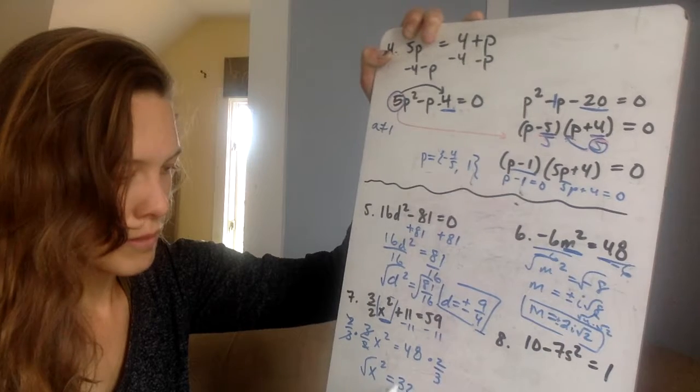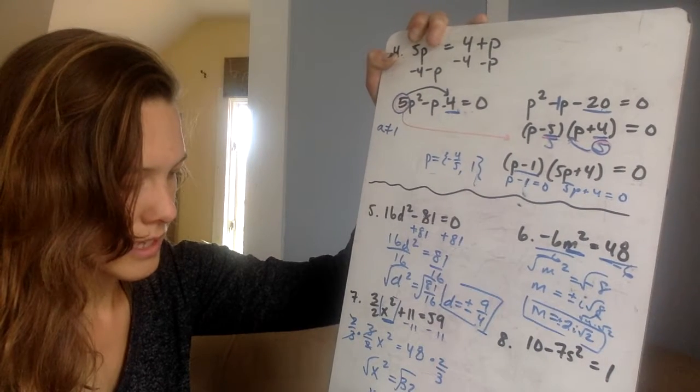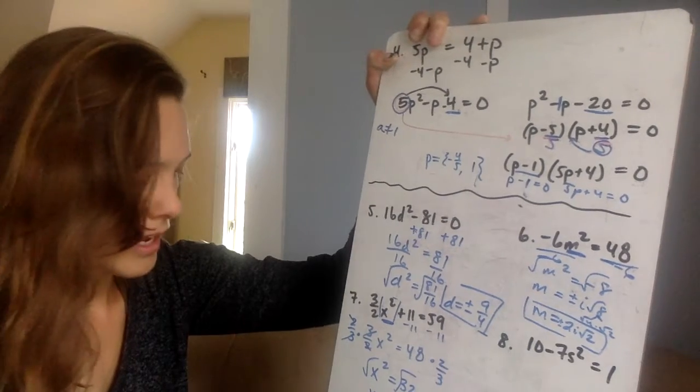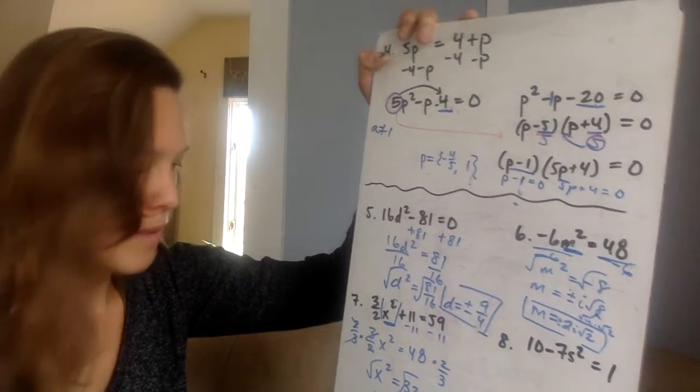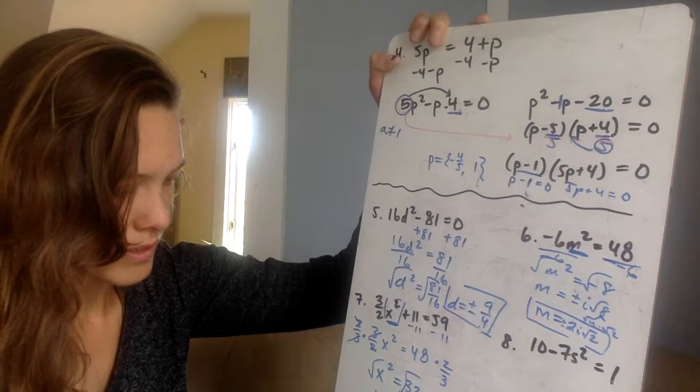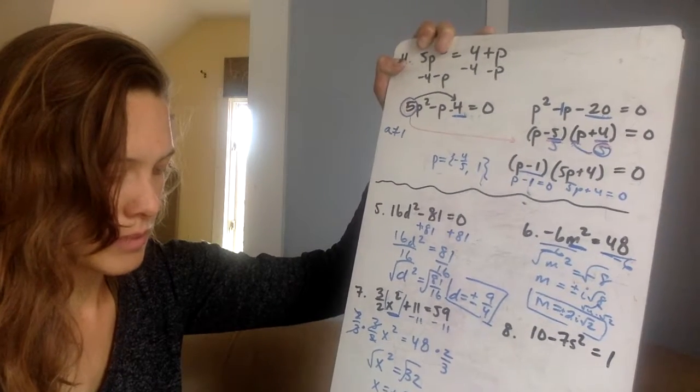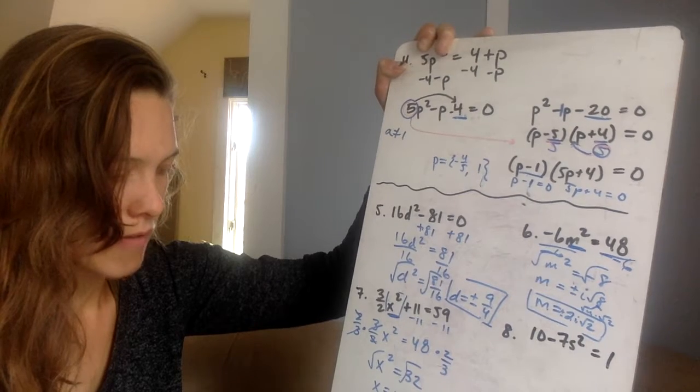Take the square root of both sides. I get x equals plus or minus the square root of 32, which I can ultimately break apart into square root of 16 times the square root of 2. So x equals plus or minus 4 radical 2.